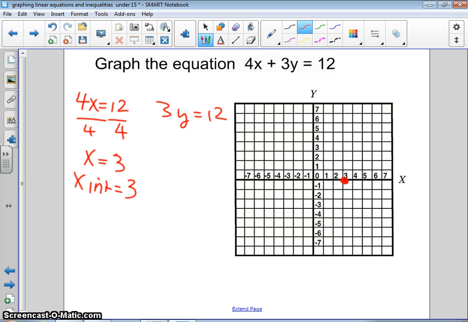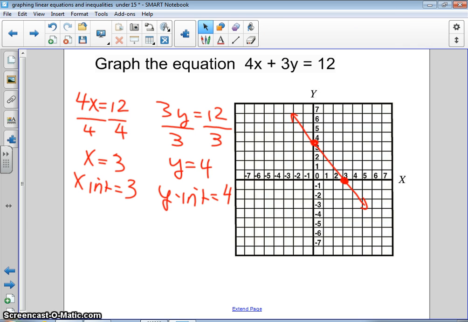And so I can put a dot right here at my x-intercept is 3. I'm going to come over here and do the same thing with 3y equals 12. I divide both sides by 3, and that gives me y is 4. Since I know x is 0 here, then this is my y-intercept, or my b. b is equal to 4. I'll put a dot right here. Once I have 2 dots, I can connect my 2 dots and get a line.